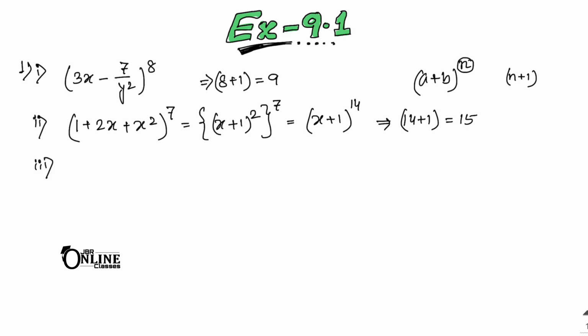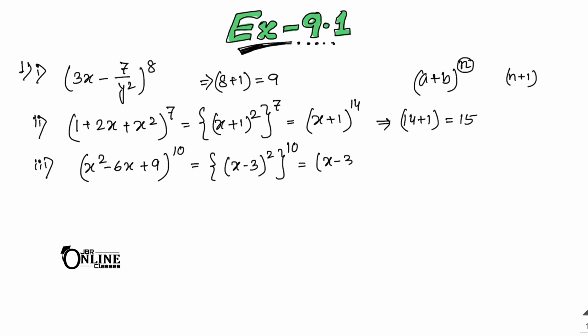Now next, the third one. So here the third one is (x square minus 6x plus 9) whole to the power 10. Now x square minus 6x plus 9 is the whole square of (x minus 3). Then whole to the power 10, so it will be (x minus 3) whole to the power 20. So the number of terms will be 20 plus 1, and that equals 21.